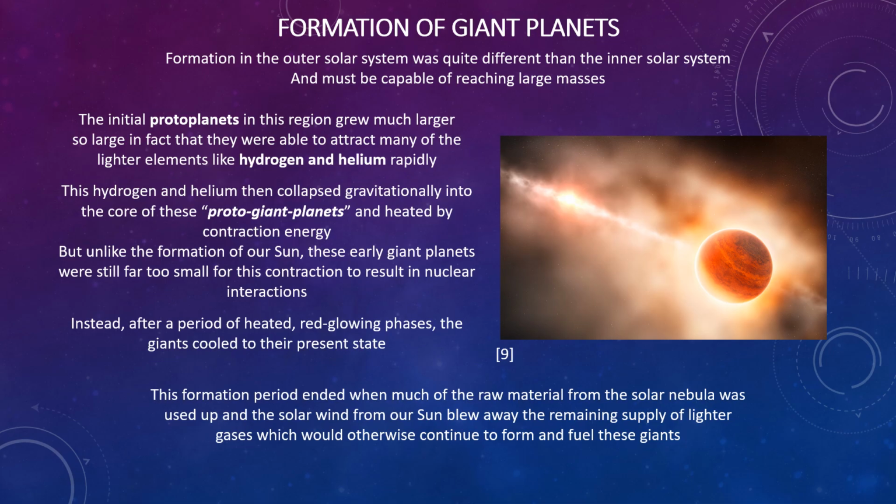This formation period ended when much of the raw material from the outer solar nebula was used up and the solar winds from the sun blew away any of the lighter gases which had not been swept up by these giant planets yet.